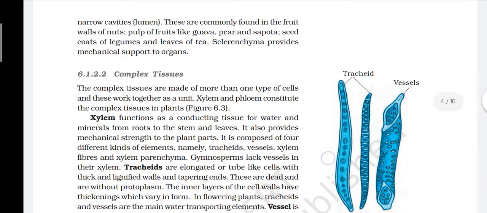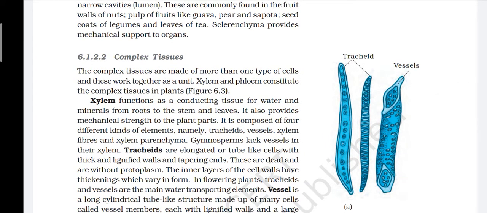These are commonly found in the fruit wall of nuts, pulp of fruits like guava, pear and sapota, seed coats of legumes and leaves of tea. Sclerenchyma provides mechanical support to organs. Complex tissue. The complex tissues are made of more than one type of cell and these work together as a unit.